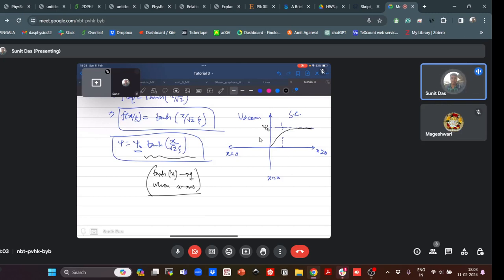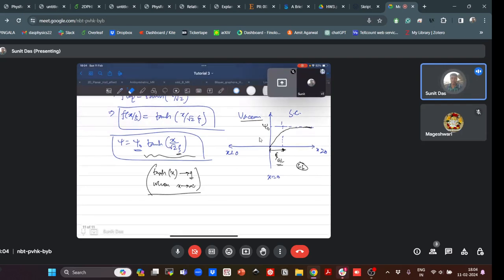And this length scale where the gradual decrease happens is of the order of xi, the Ginzburg-Landau coherence length. We are not writing GL just to abbreviate things, but this is the typical length scale over which the superconducting order parameter decreases in a vacuum or normal and superconducting junction. I hope it was clear, and this is a very important result.